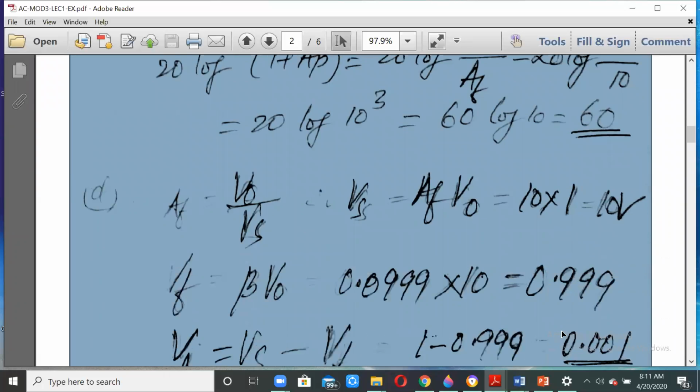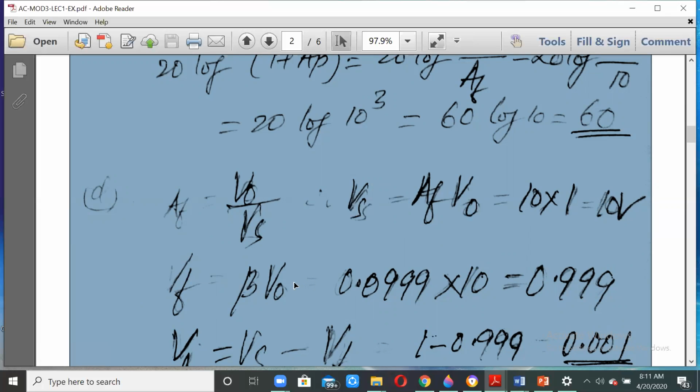Then AF is equal to V naught by Vs. So V naught is equal to AF into Vs. That is 10 into 1, equal to 10 volts, is the V naught value.